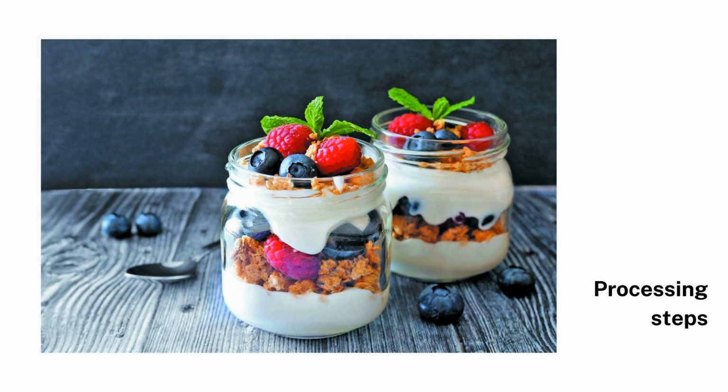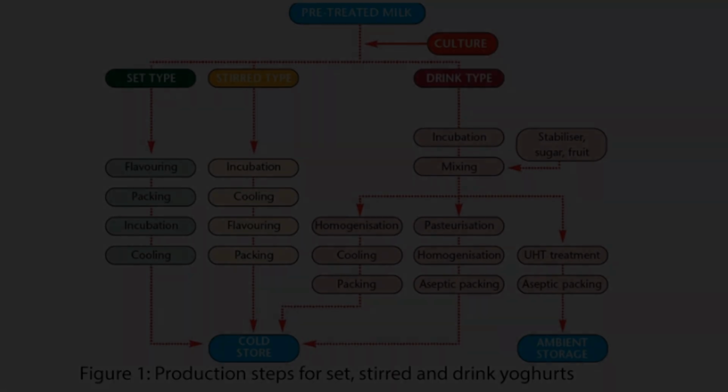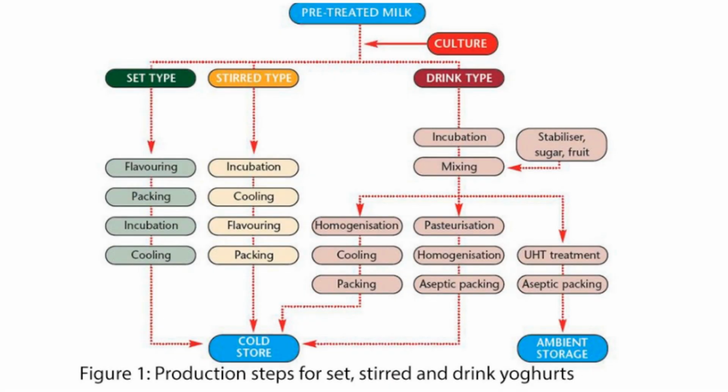Now let's see what the processing steps of yogurt are. Here you can see the flow chart of yogurt processing. Here we have shown three types of yogurt products: set type, stirred type, and drinking type. For all three products, the initial step is inoculation of the culture into the pre-treated milk.